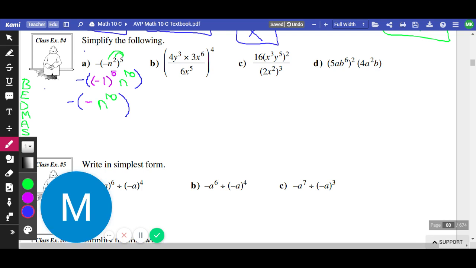Fantastic. We've done our E on BEDMAS. Now we need to do any division. There is no division. Now we need to do some multiplication. There is multiplication here. Remember that this negative in front of the brackets is a negative 1. And brackets mean multiply. So I need to multiply these two negative 1s together, the two negative symbols.